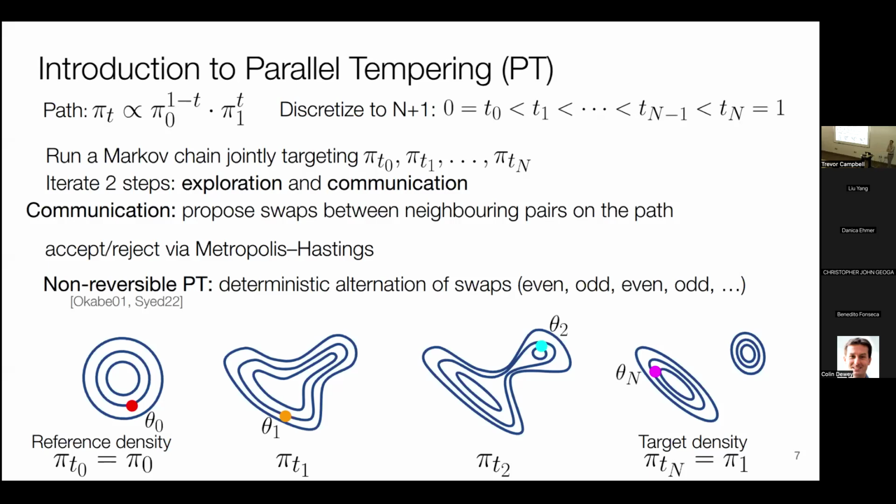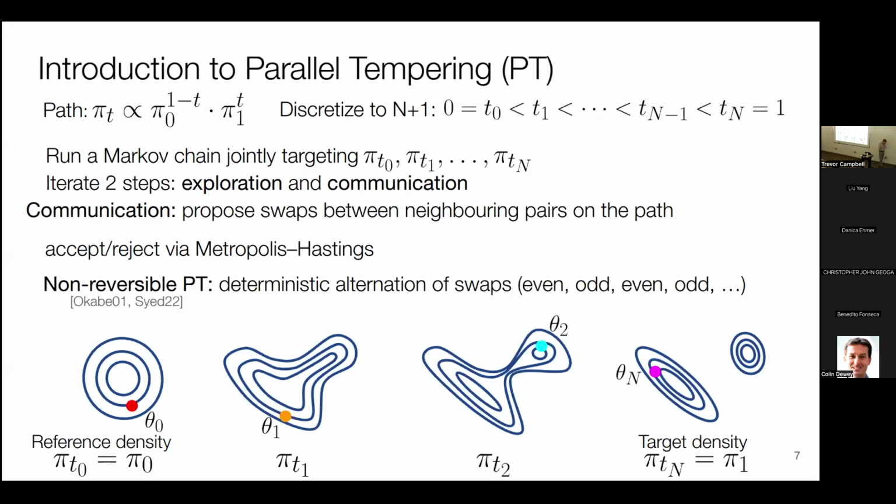What do you mean by homotopy? Meaning I'm slowly moving from pi 0 to pi target. Yes. And that's called a homotopy method often in optimization. So is it ever called like homotopy MCMC or something? I've never heard that language used.